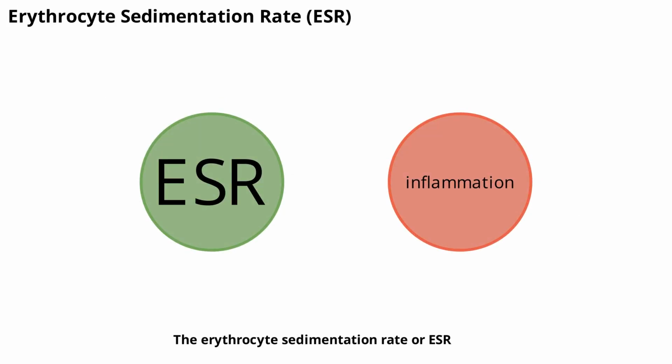Erythrocyte sedimentation rate, or ESR, is a blood test that measures inflammation in the body. While ESR is usually normal in osteoarthritis, it can be elevated in inflammatory conditions like rheumatoid arthritis. This test helps doctors differentiate between osteoarthritis and other types of arthritis that cause more inflammation.